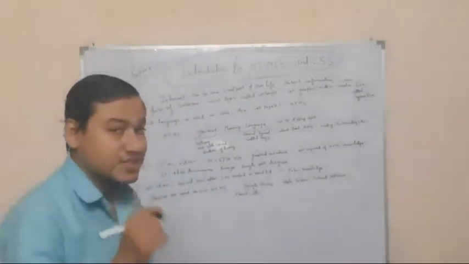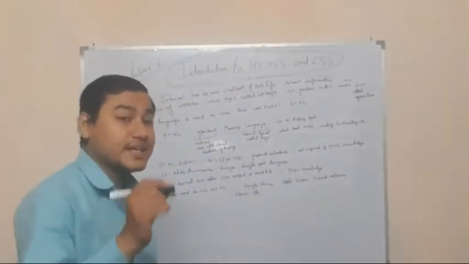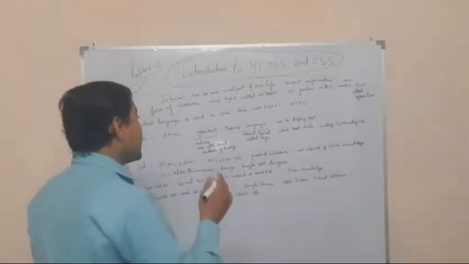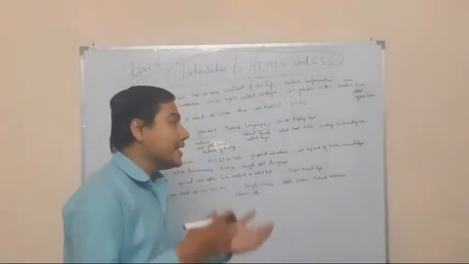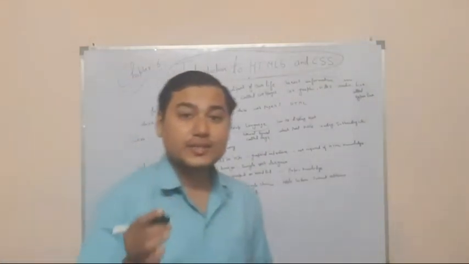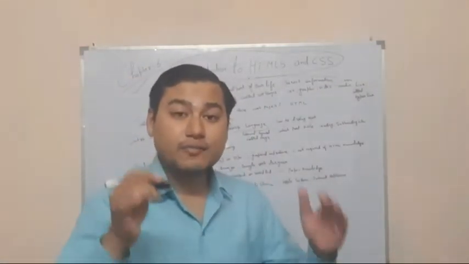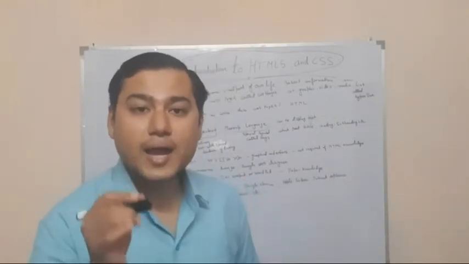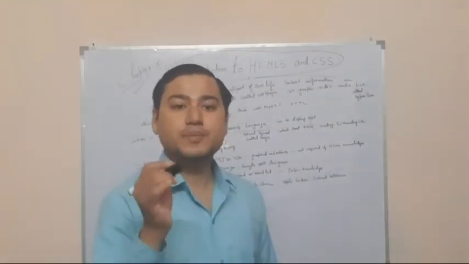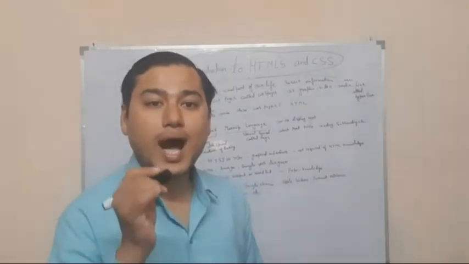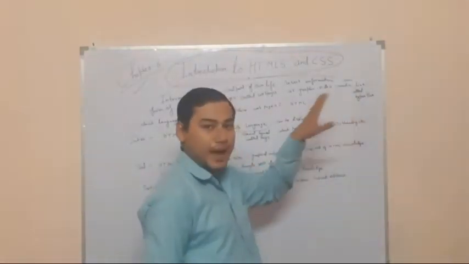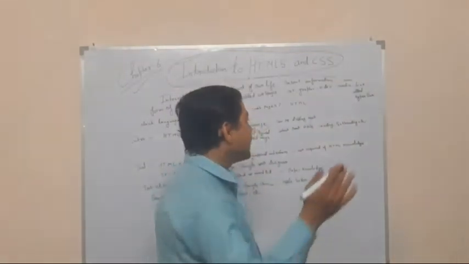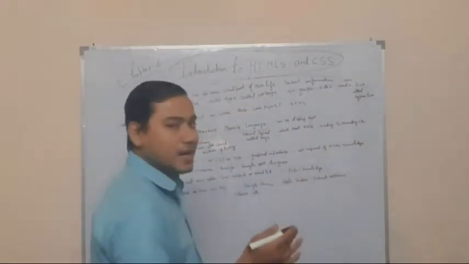A web page contains things like text, graphics, audio, and links. The link that is present in a website is called a hyperlink. So hyperlinks are present, and some text, audio, video, and graphics are present.